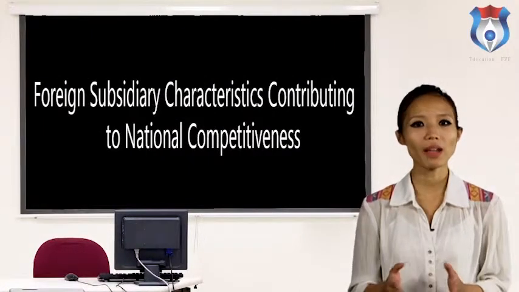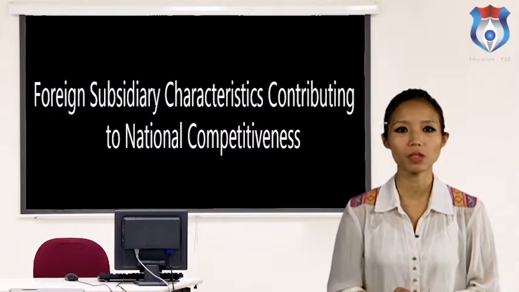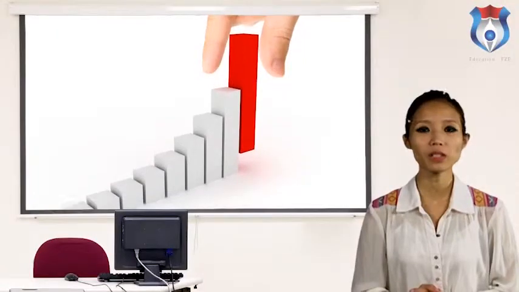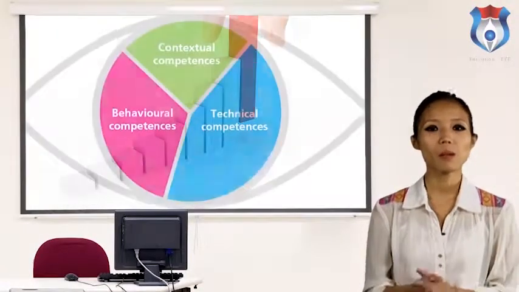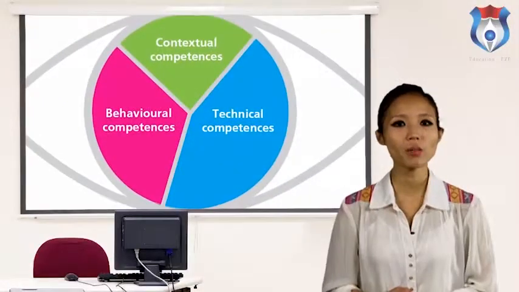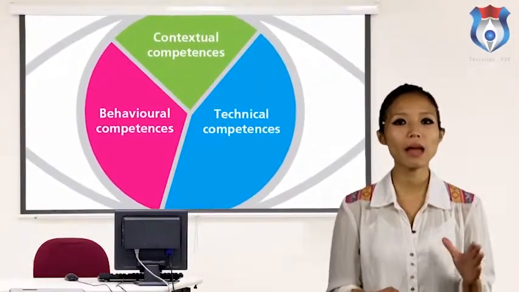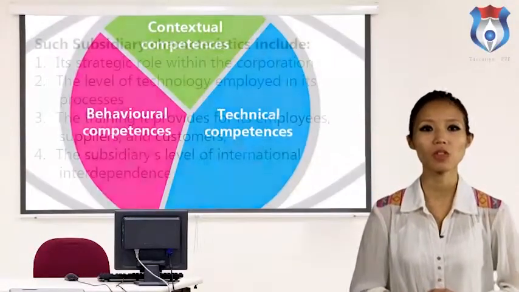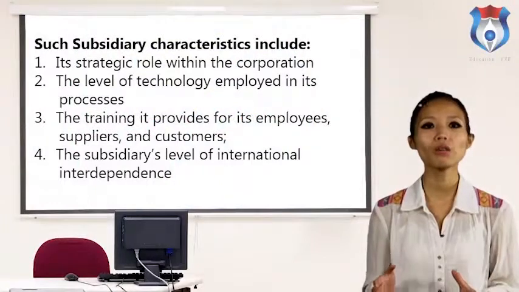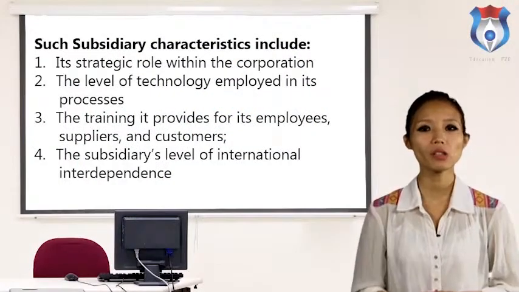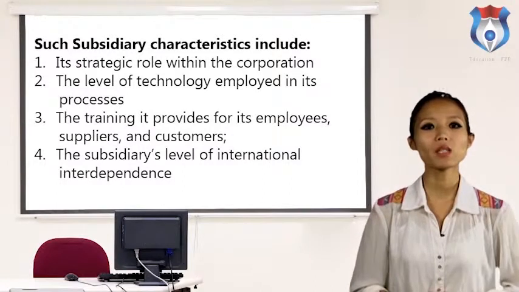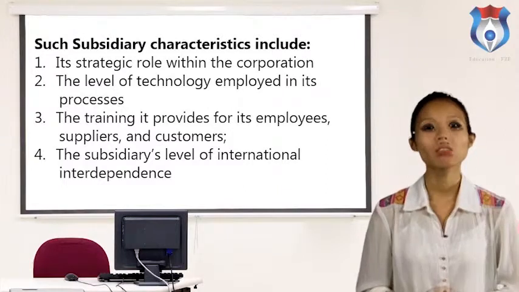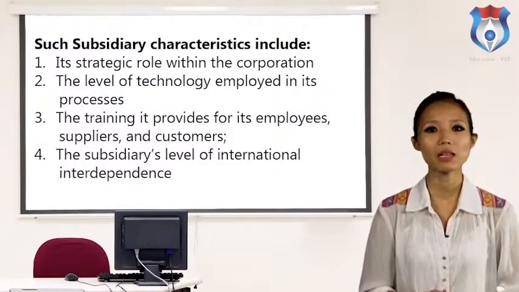Foreign subsidiary characteristics contributing to national competitiveness. Not all foreign subsidiaries will contribute the resources needed to maintain the national competitiveness of their host nation. Subsidiaries with certain characteristics are greater providers of the resources and technical and managerial skills that are so important in building and maintaining national competitiveness. Such subsidiary characteristics include its strategic role within the corporation, the level of technology employed in its processes, the training it provides for its employees, suppliers and customers, and the subsidiary's level of international interdependence.